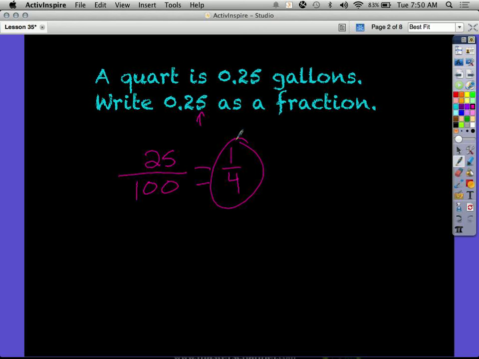So we're just going to write it as whatever the last place value is. So whether it's tenths, hundredths, thousandths, 10,000ths, that's going to be our bottom number. And then whatever number is after the decimal point, that's what I'm going to write on top.